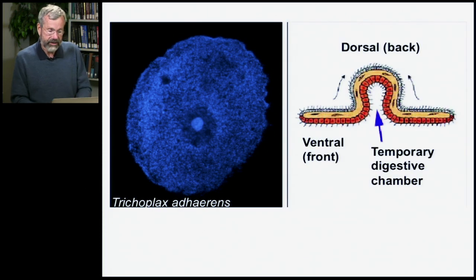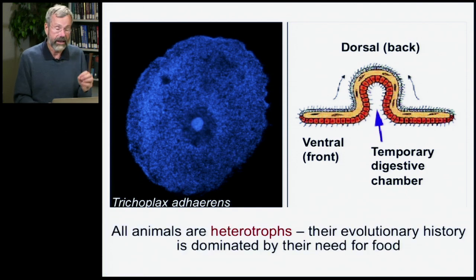It's called Trichoplax. Trichoplax has different kinds of cells on its back than on its front. And then often it's like a little tiny pancake. It's about the size of a dime. And when it finds something to eat, it'll pooch itself up and surround the food item with these ventral cells, and they become then a temporary digestive chamber. So remember, animals are heterotrophs, and so their evolutionary history is dominated by the need for food.